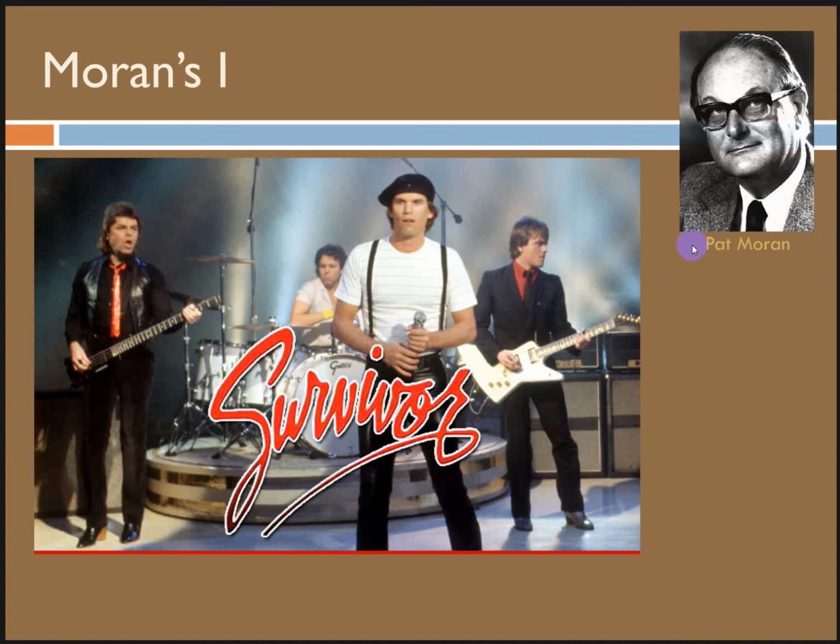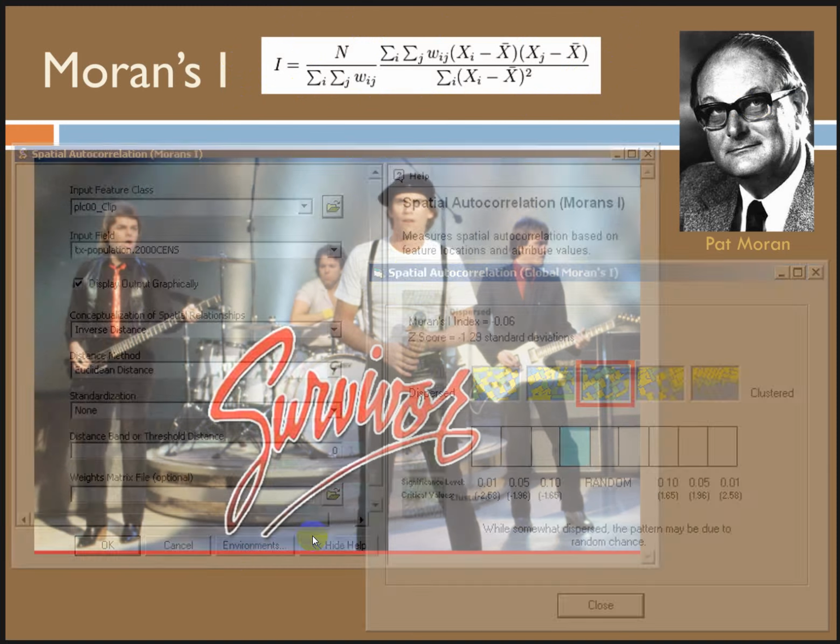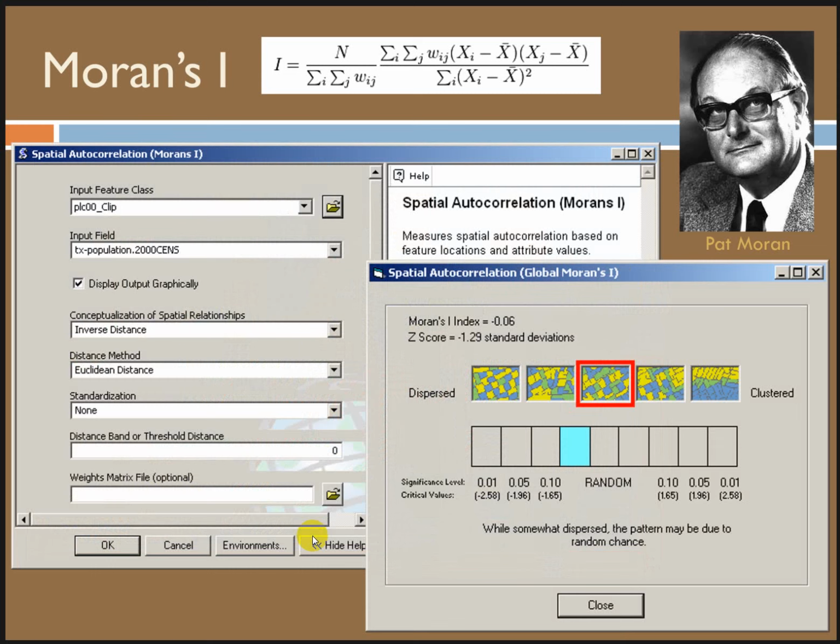What we're talking about is a guy named Pat Moran. He's an Australian. He's the one who developed the index for identifying spatial autocorrelation. We're also not talking about his actual eye. We're talking about this I. And I know it's hard to concentrate on big equations like this, especially with, you know, this guy and his high heels on the screen. So I'll cover it up with the actual tool and we'll get back to, you know, real business. Yeah, so what we're talking about is Moran's I, the tool.